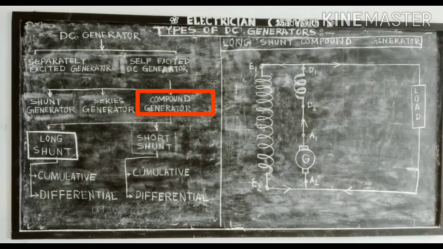Next, the compound generator. In compound generator, the field excitation is provided by a combination of shunt and series field winding. The compound generators are of two types, long shunt and short shunt compound generator. Here shown the circuit diagram of long shunt compound generator. In this generator, the series field and armature are connected in series and the shunt field winding is connected in parallel with the series combination of series field and armature winding.